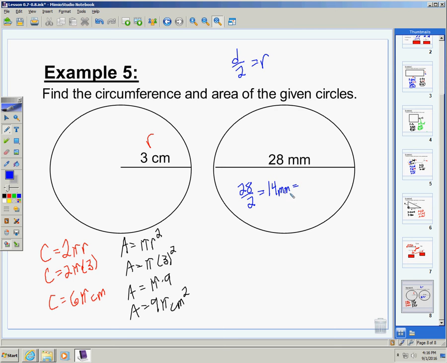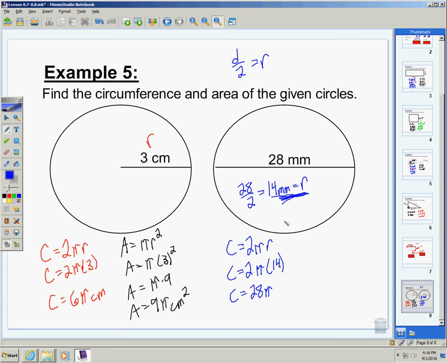Now that I know my radius, it's not too hard, just use these same 2 formulas. Circumference is 2 times pi times r. So my circumference is 2 times pi times 14. Again, putting parentheses around the number I plugged in. So circumference equals 2 pi times 14 would give me 28 pi. Don't forget my label of millimeters.